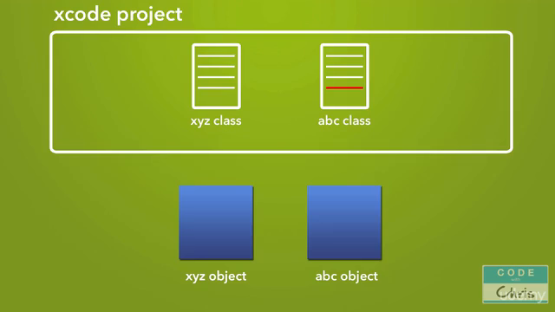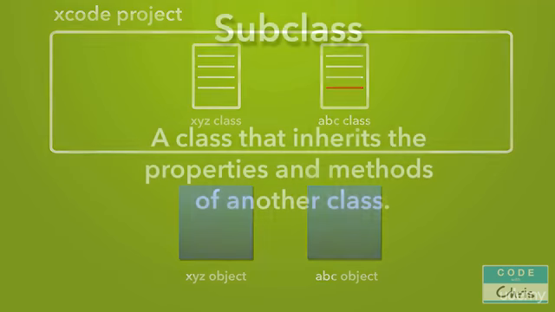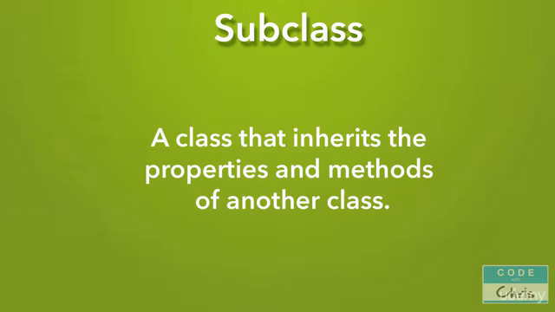And this is where subclassing comes in. It allows us to handle a scenario like this without having to duplicate 90% of that code. In other object-oriented programming languages, there's a concept called inheritance. And in Objective-C and Swift, it's known as subclassing. So a subclass is a class that inherits the properties and methods of another class.